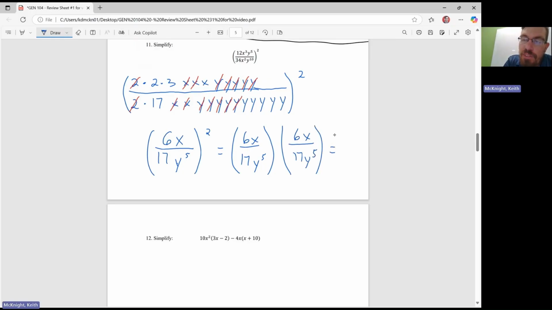So 6x times 6x will be 36x squared. And then 17 times 17 is going to be 289. And then y to the 5th times y to the 5th will be y to the 10th because we add those exponents. So we have our final answer of 36x squared over 289y to the 10th.